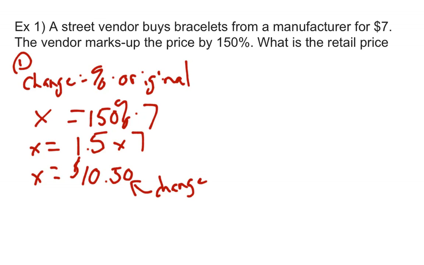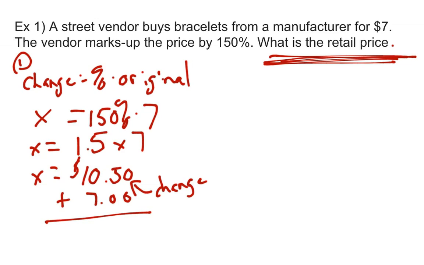Okay? Well, they're not asking for how much it changed by. They want to know what's the new price it's going to be sold at. What's the retail price? What's the new amount? Okay, well, the new price isn't $10.50. It's going up by $10.50. It was only $7 to begin with. It's more than doubling. So what you have to do is take that $10.50 and we add it to the $7 that it originally was to get a final price of $17.50.